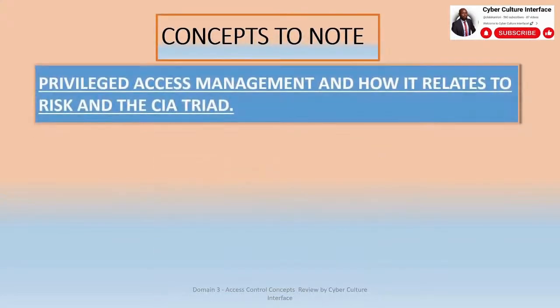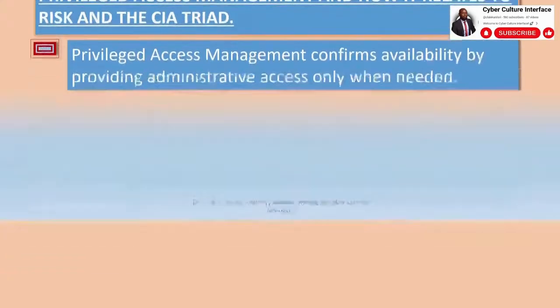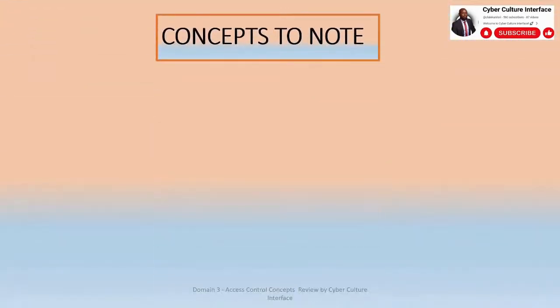Another point under privileged access management, and how it relates to the CIA triad and risk, is that privileged access management confirms availability by providing access only when needed. So this idea of having unlimited access does not work here. It's only when you need the access that your access is granted. And once you are done with whatever task you are conducting, the access is withdrawn from you. The next time you need to carry out such operations, you request access again. These are different ways of ensuring that access to resources is controlled.